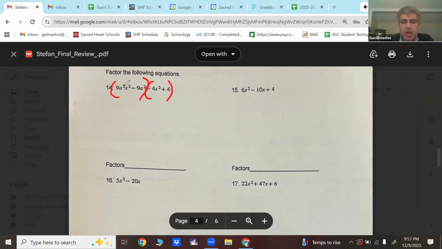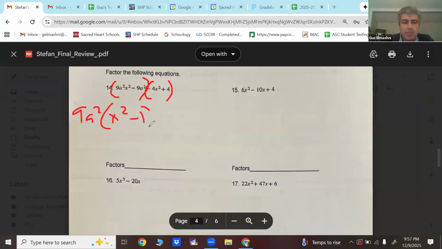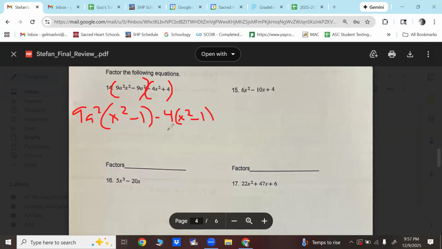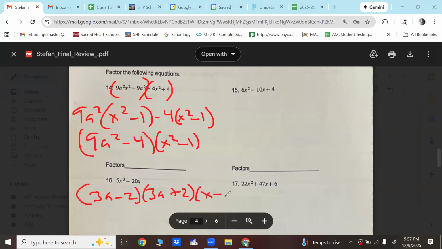So what's common between 9a squared x squared and 9a squared? 9a squared. So it's x squared minus 1. And what's common between 4x squared and 4? 4, right? So it's x squared minus 1. So it's 9a squared minus 4 times x squared minus 1. And you could break that down further as 3a minus 2, 3a plus 2, x minus 1, x plus 1.